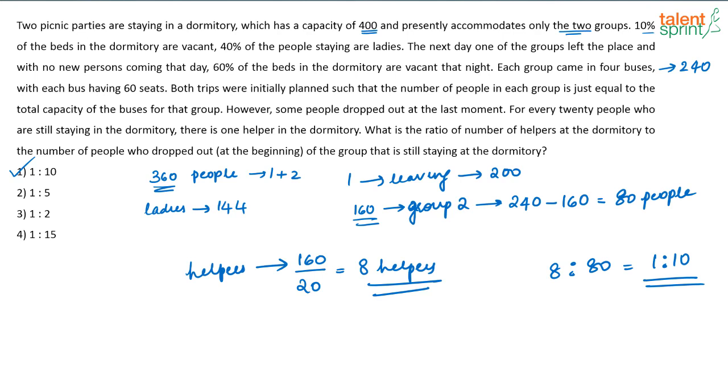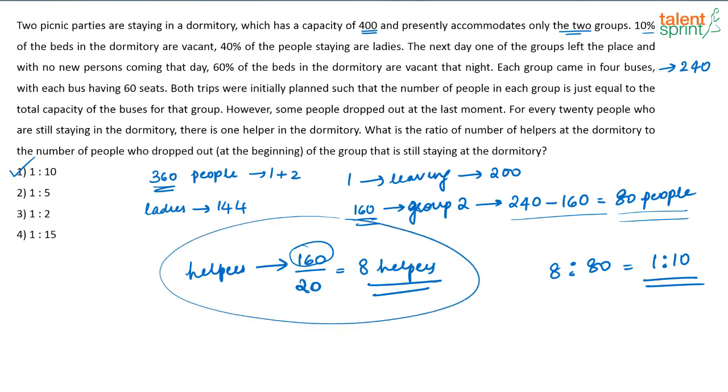Now if we look at group 2, 80 people have dropped out, correct, during the last minute, because only 160 have come out of the 240. So 80 people have dropped out. And it is given that if you look at the dormitory now, for every 20 people who are staying, there is one helper. So totally 160 people are there. For 20 people there is one helper. So totally there are 8 helpers in the dormitory.